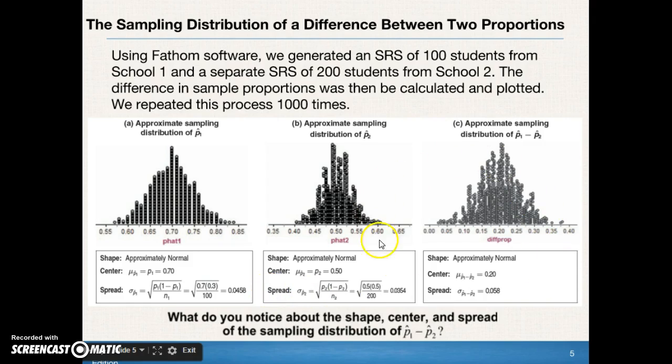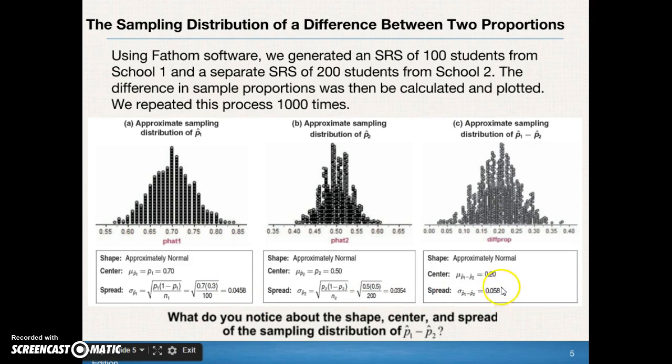The stuff that is new, as we're looking at Part C, is what's the sampling distribution of their difference? Again, the shape will not change. If the two individual sampling distributions are normal, then their difference will be approximately normal. Their center would be the difference between the two centers, so 70 minus 50 is 20%. And their spread is the difference between the two spreads.